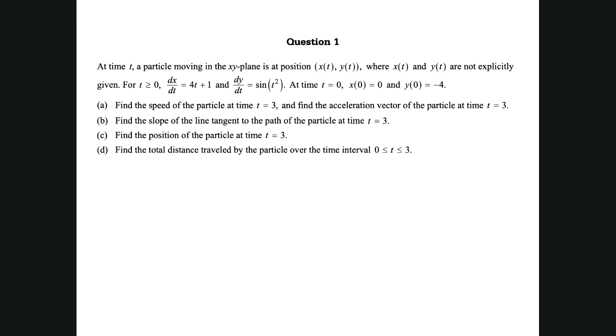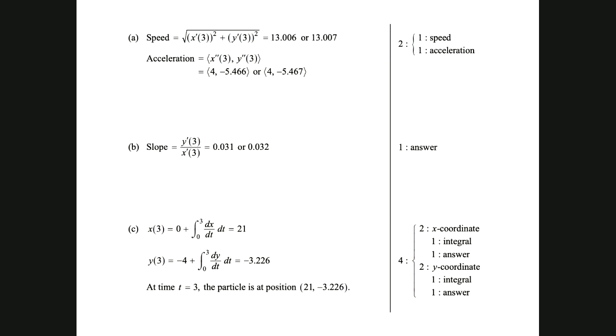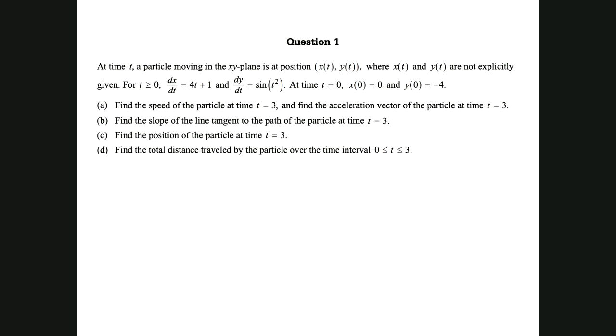Okay, then it says find the position of the particle at time t equals 3. If I want to find the position of the particle, all I'm going to do is take the integral from 0 to 3, since it started at 0, and I should end up with 21. I don't remember what the next question was.